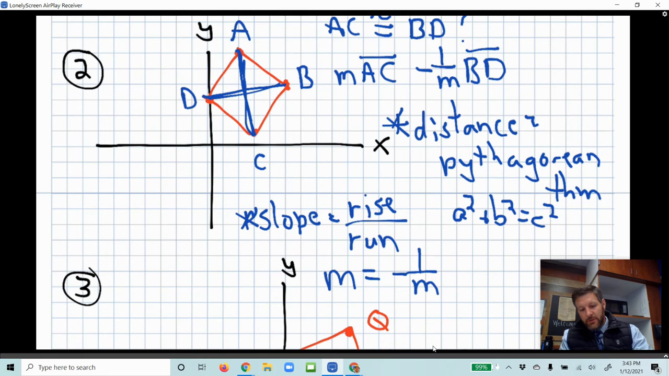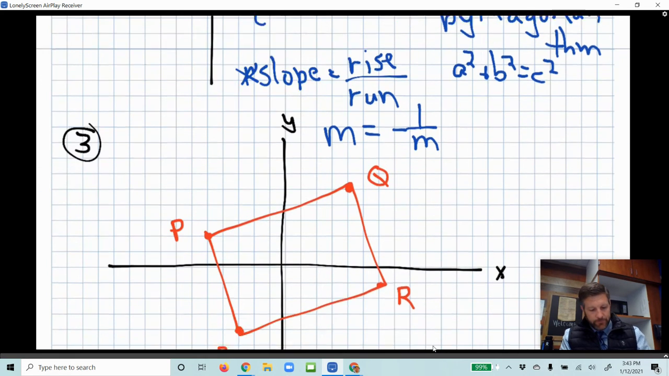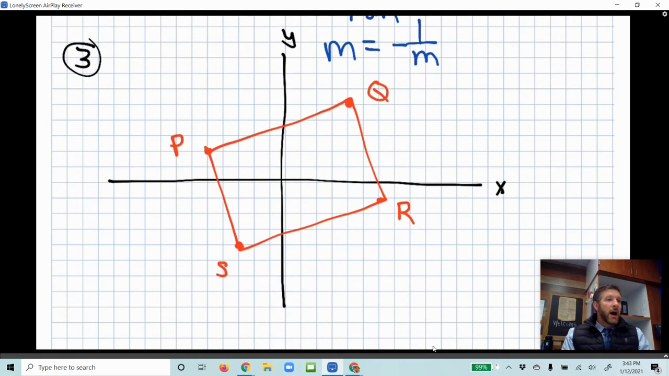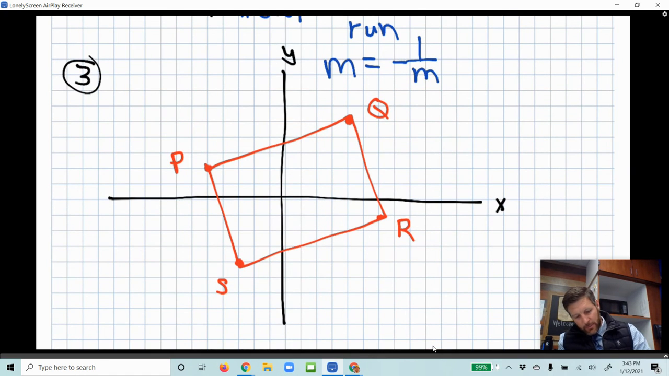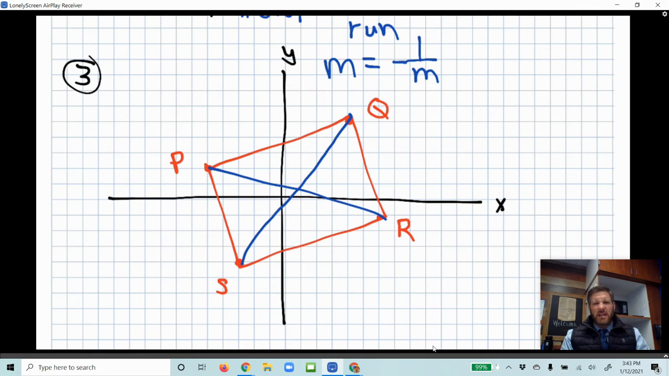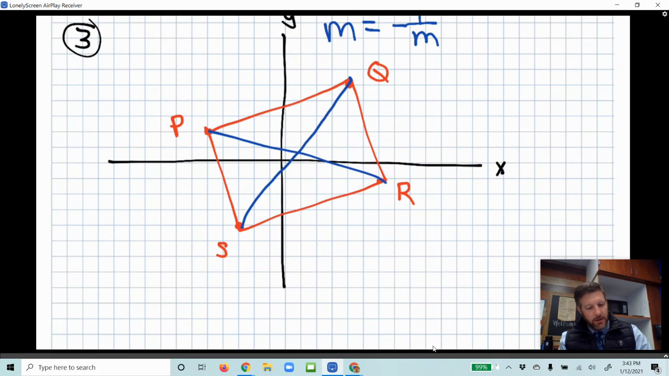Okay, and so let's demonstrate that with question number 3. So question number 3 says, are PR and QS congruent? Are they perpendicular? And again, the reason we care is because if they are congruent, then I know I have some type of rectangle. If they are perpendicular, which you can see just by my sketch, it doesn't look likely, then they are a rhombus or square. Okay, so let's remember how to do this. So let me just put the coordinates on here.